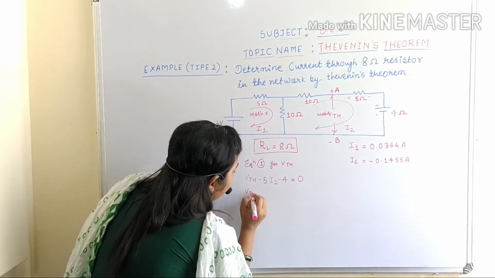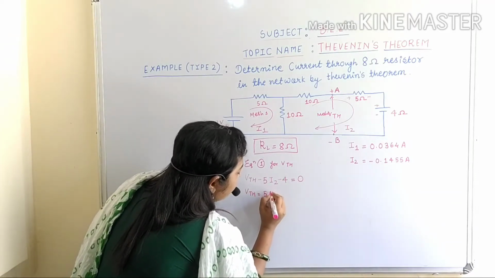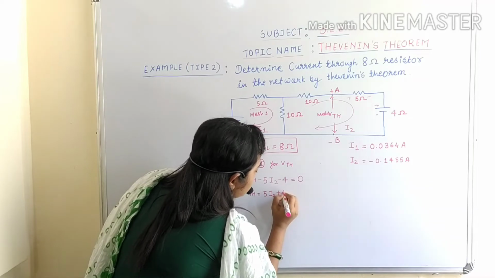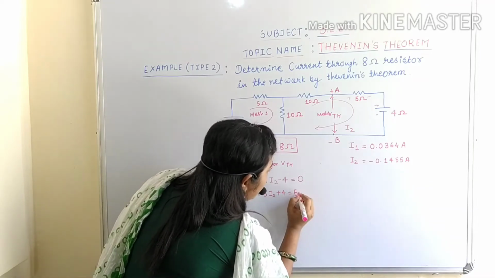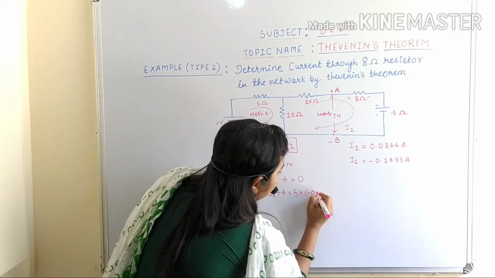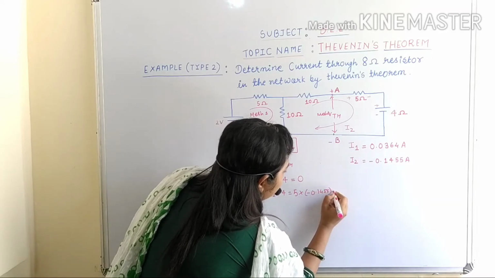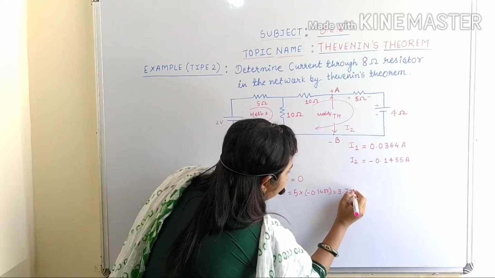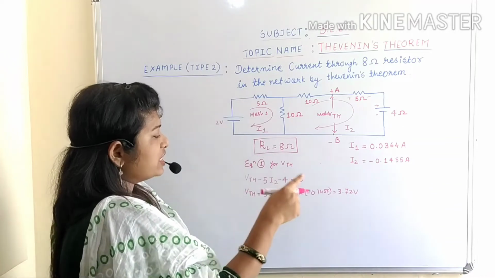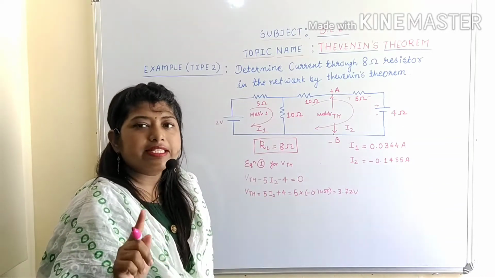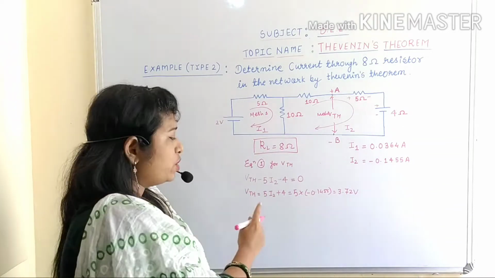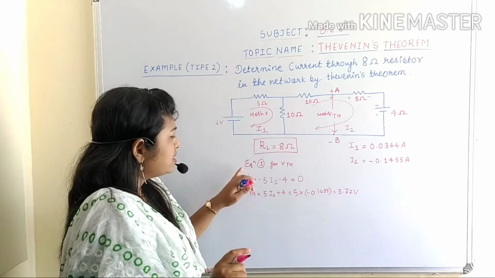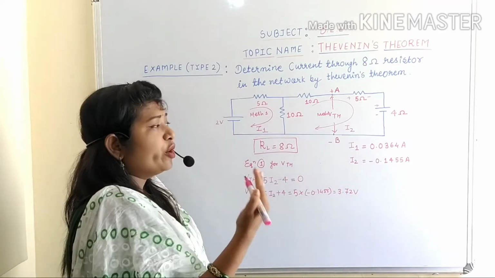So what would be the value of VTH you will get? 8 I2 plus 4. If you substitute the value of I2 in this, you will be getting 3.72 volt. VTH is equal to 3.72 volt. You need to check whether you are getting the same answer or not. This is equation number 1 for VTH.